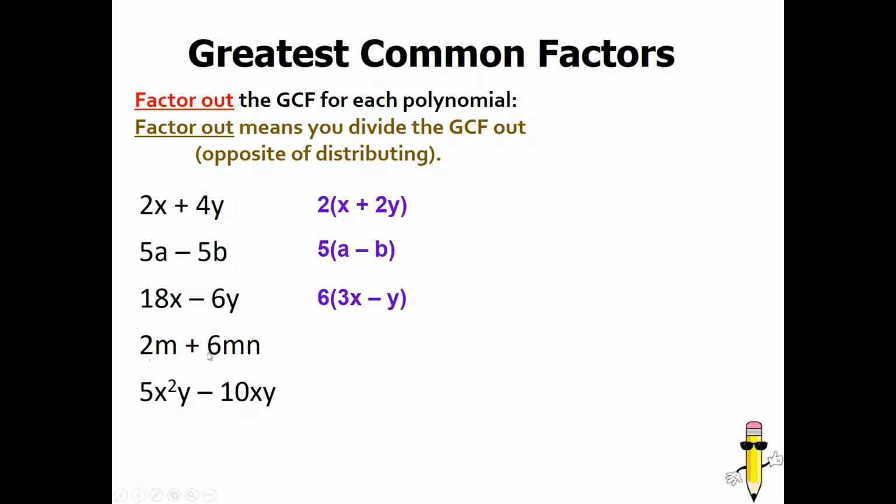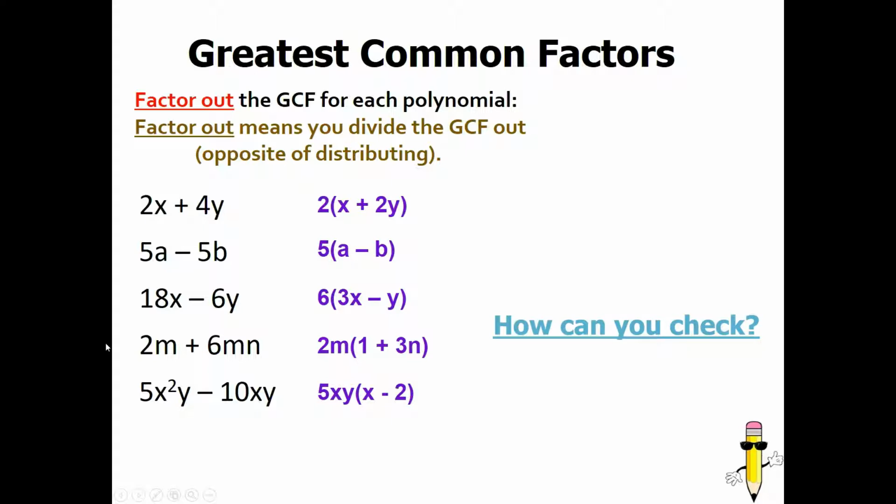And then I've got 2m plus 2mn. I can factor out a number and a variable because that's what they have in common. So I would factor out 2m to get 1 plus 2n. And then the last one that we have here for our examples is 5x squared y minus 10xy. If I take a look right at that, I see that I have 5x and a y in common. So I would divide all that out, and I would have 5xy times x minus 2.